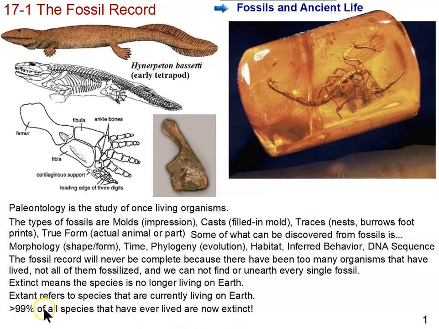Greater than 99% of all species that have ever lived are now extinct. That means that less than 1% of the species that have ever lived are now extant, are now living on the earth. That's why we will never have a full and complete fossil record, again, because there are so many species that have lived on this planet over its 4 to 5 billion year age.